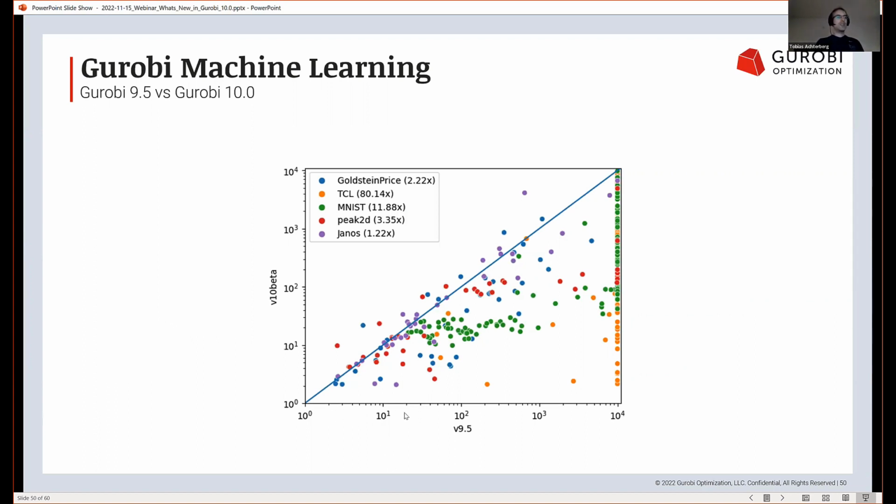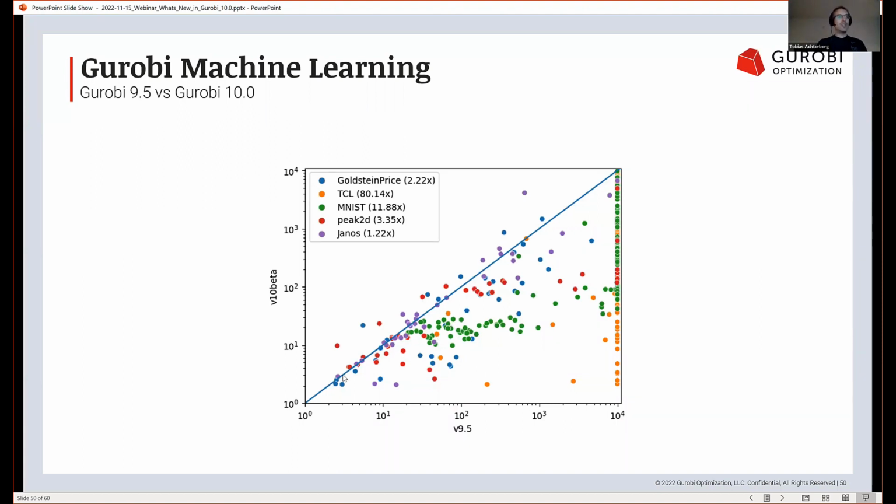On the x-axis, you have the performance in logarithmic scale of Gurobi version 9.5. And on the y-axis, again in logarithmic scale, the performance of Gurobi version 10.0. In that case, only the beta version, because my colleague Pierre did these performance benchmarks with the Gurobi 10.0 beta version, but the 10.0 final results will be very similar. And in the different colors, you see the different test sets.